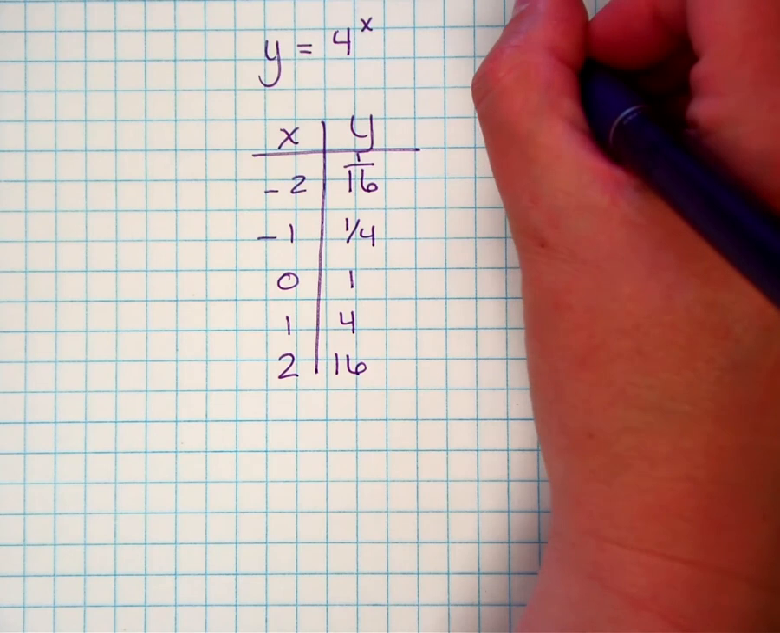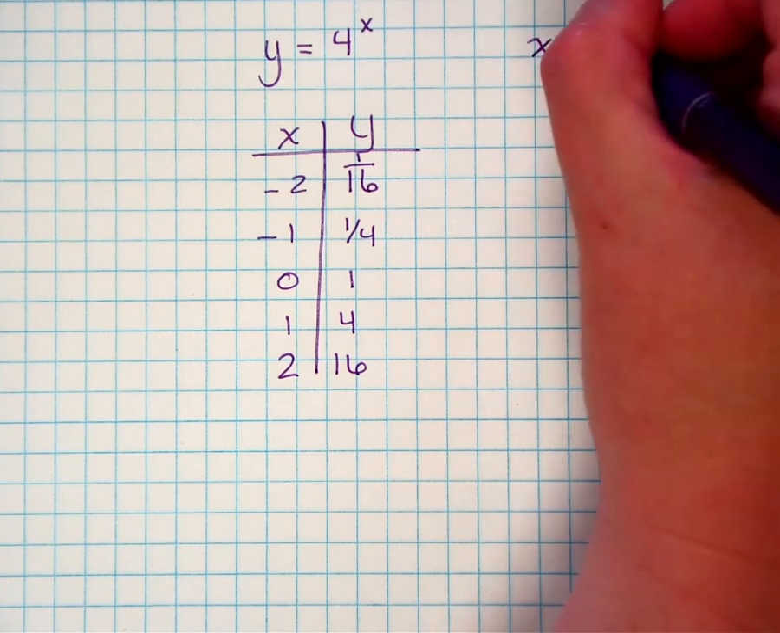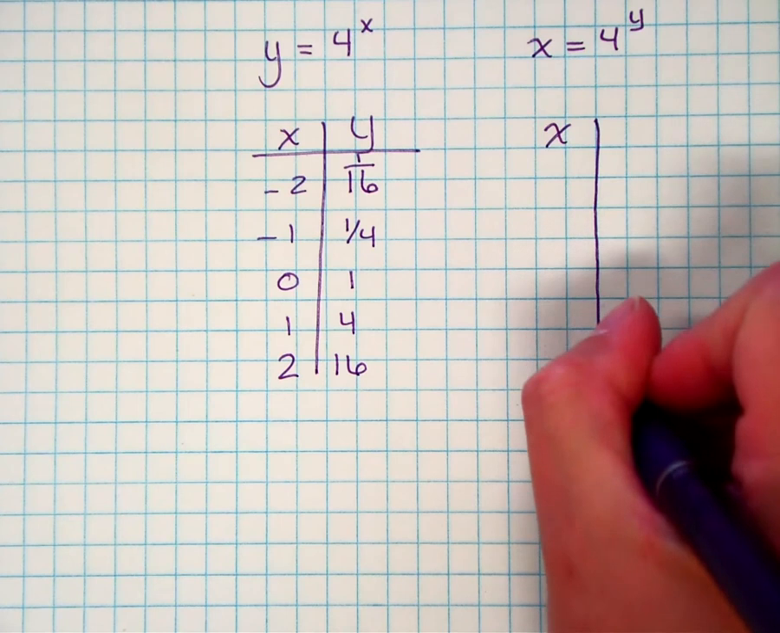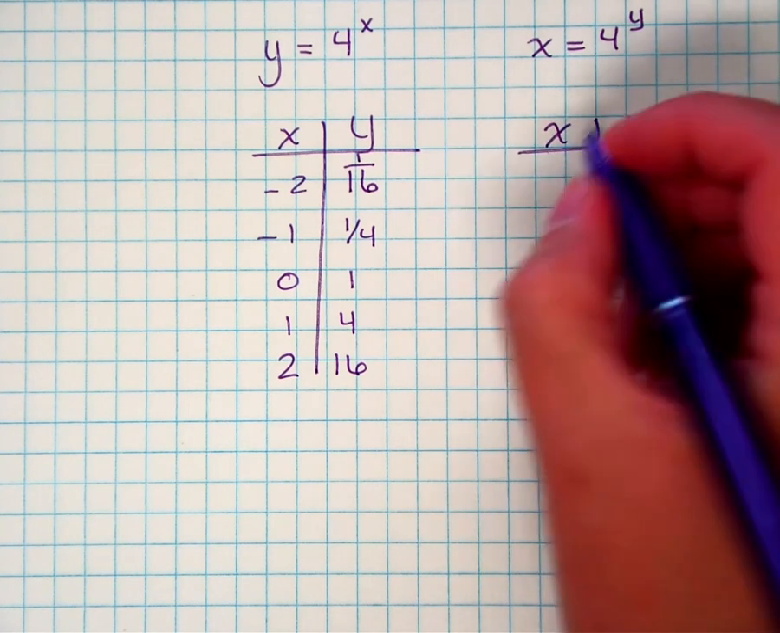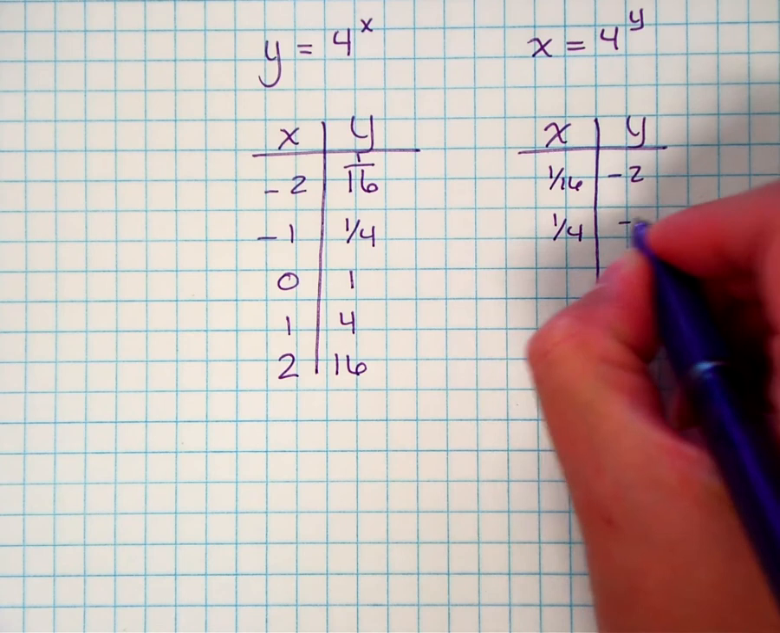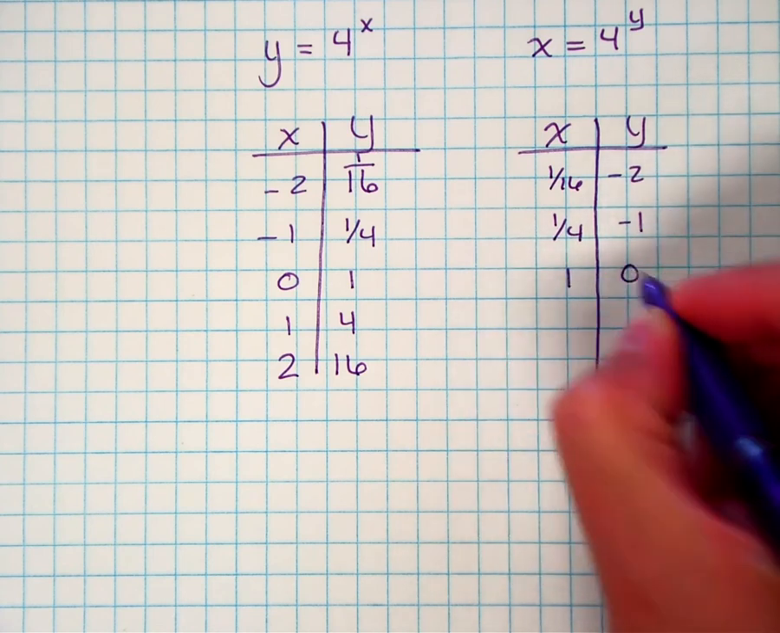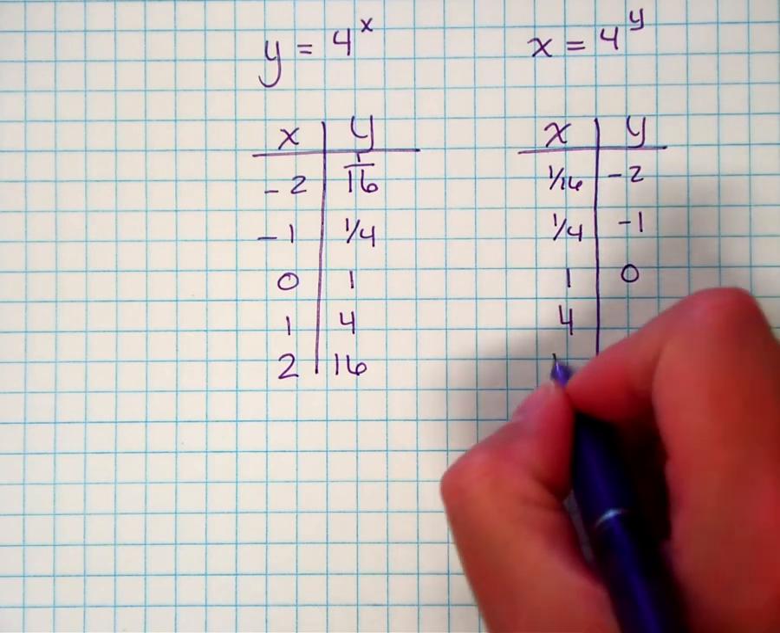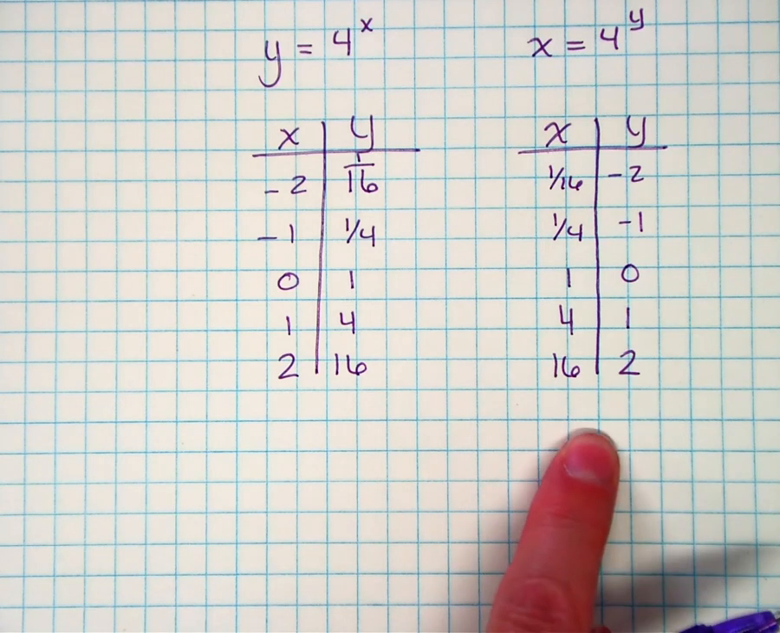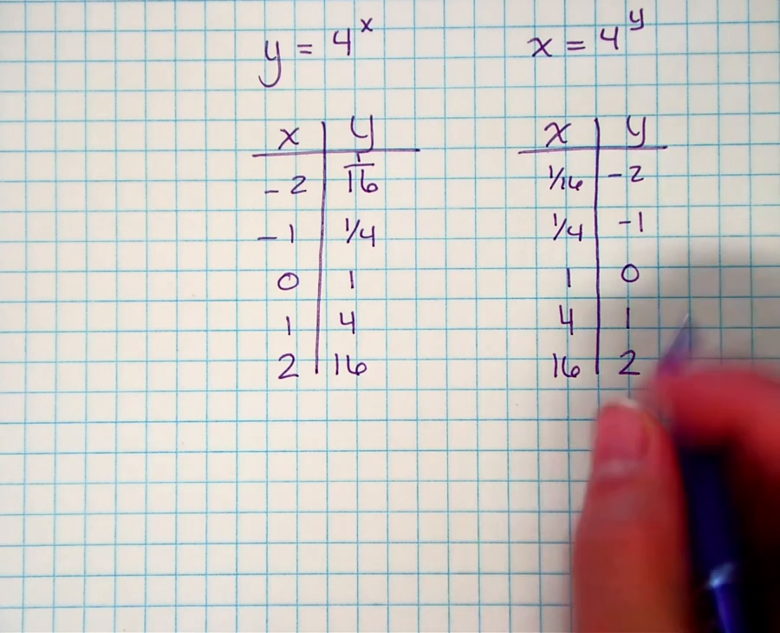So if we're going to do the inverse of that, the original table is going to switch. Right? You guys agree with me? That's the inverse. So that's the logarithmic graph. Right? Everybody good with that? So that's the log graph.